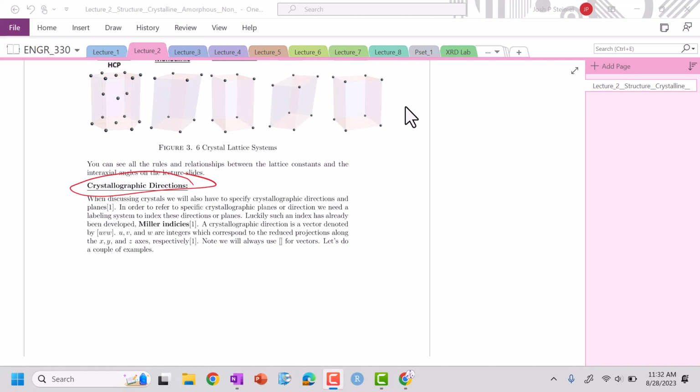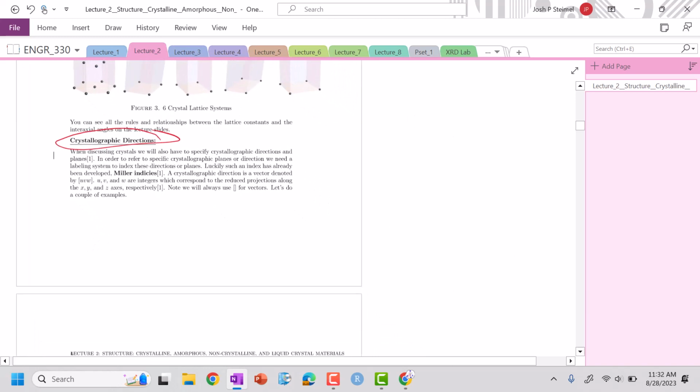Okay, so we are going to get into how we define directions in a unit cell. Crystallographic directions are very important because they're critical to how dislocations move and how atoms diffuse through material. So we need to be able to denote them. For directions, we always use square brackets, and we're going to develop these Miller indices, using this notation to denote your X, Y, Z axis or your 1, 2, 3 axis.